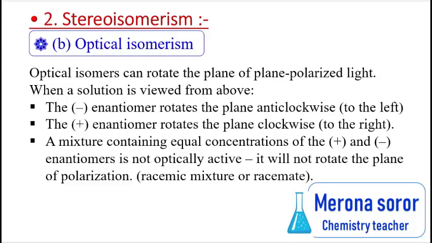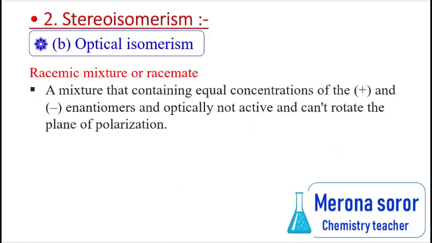A mixture containing equal concentrations of the positive and negative enantiomer is not optically active. It will not rotate the plane of polarization. Racemic mixture or racemate: a mixture containing equal concentrations of positive and negative enantiomer is optically not active and can't rotate the plane of polarization.